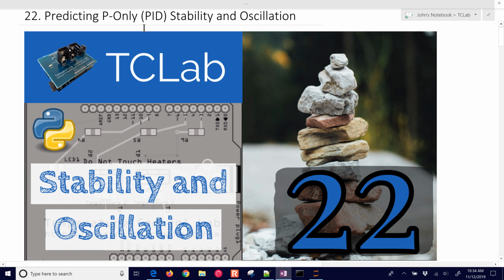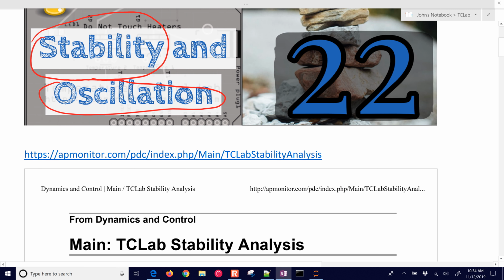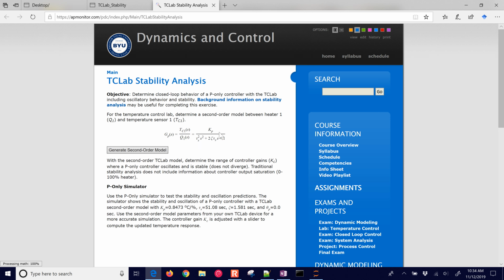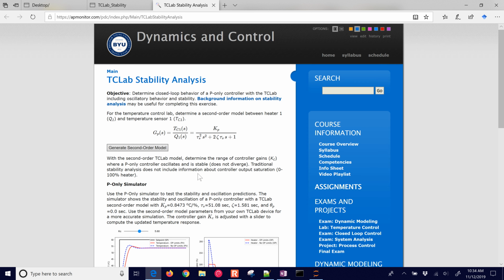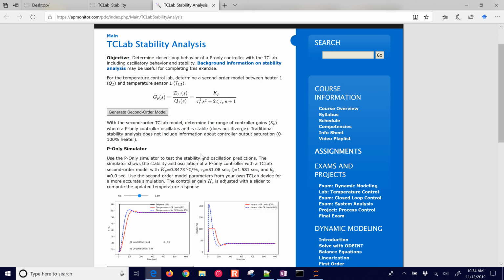We'll take a look at stability and oscillation of a P-only controller and do this for the temperature control lab. So to get started, here's the link, and it has all of the source code and other things that we're going to be going through today, generating a second order model, the simulator, and other things.